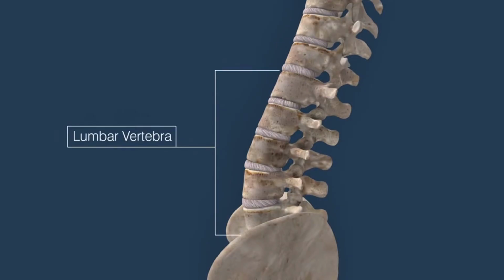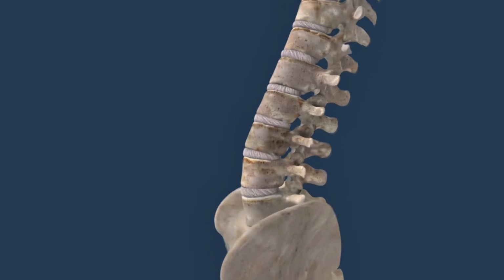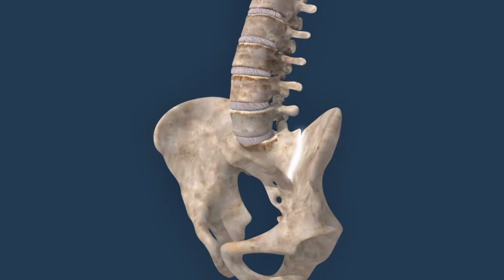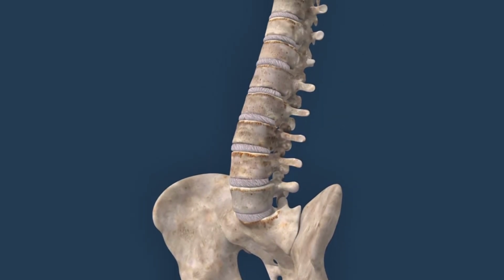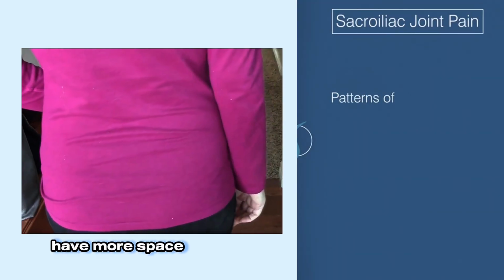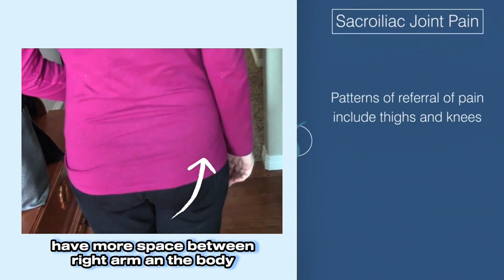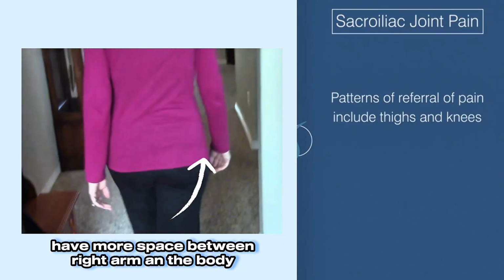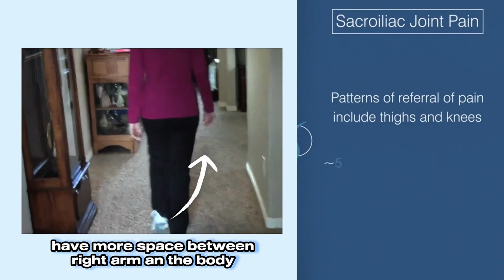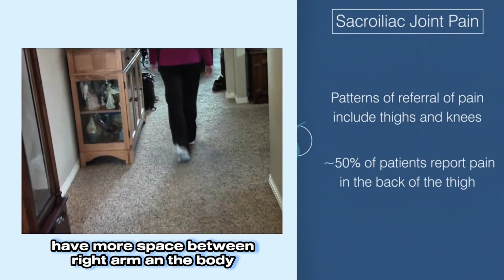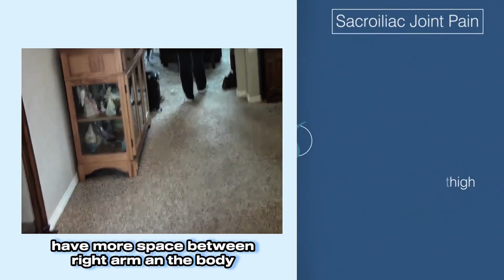For example, degenerative disc disease in the lumbar vertebrae may be interpreted at the SI joint when the source is actually higher in the lumbar spine. The key patterns of referral of pain for patients with SI joint problems include the thigh and the knee. Around 50% of these patients report pain in the back of their thighs.